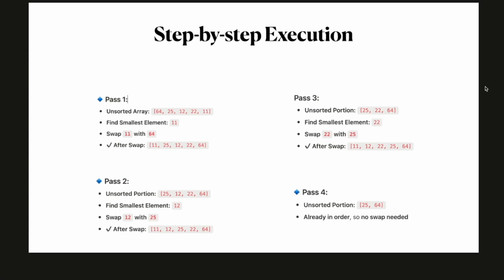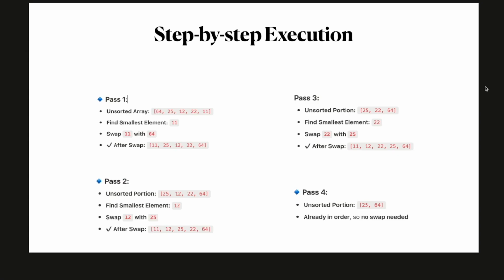By the end of this pass, 11 and 12 are at the right position in the sorted array and 25, 22, 64 are in the unsorted array. This is the input for the next pass. When it comes to pass 3, the unsorted portion is 25, 22, 64. By observing it, 22 is the smallest element and the first unsorted element is 25. So swap it. So after this iteration or pass, 11, 12, 22 are at the right position.